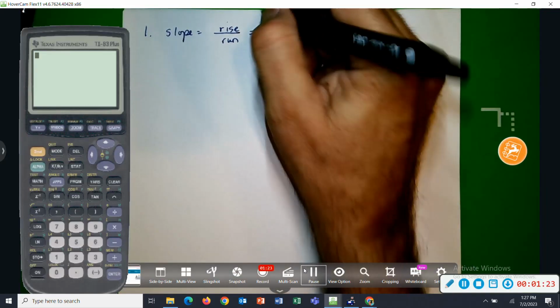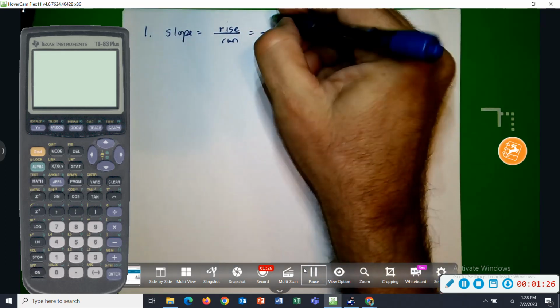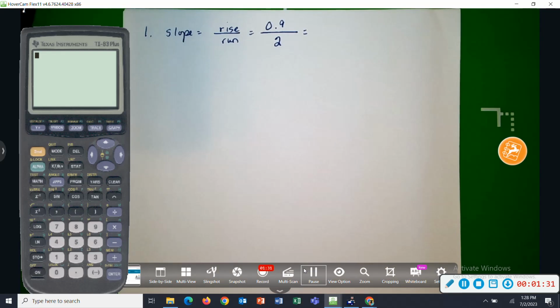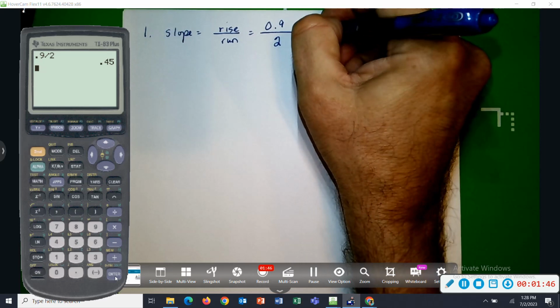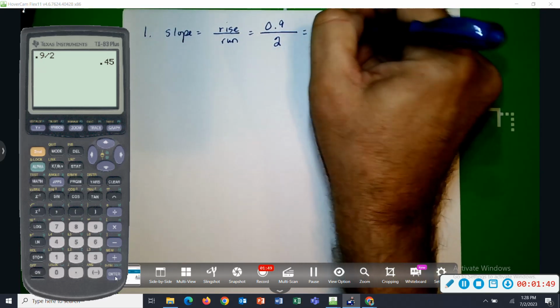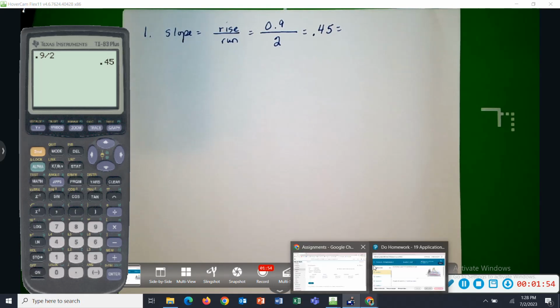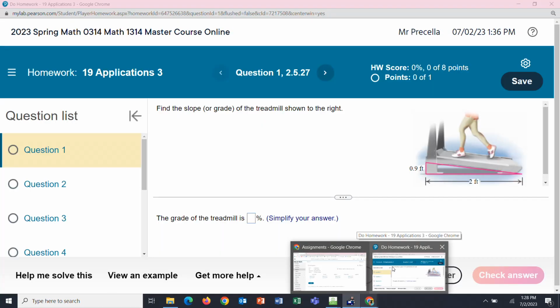So 0.9 over 2. And let me punch that into my calculator. 0.9 divided by 2, 0.45. But wait a minute. We wanted a percent. Okay? Am I right? They're saying percent right there. Y'all see where it says the grade of the treadmill is blank percent?